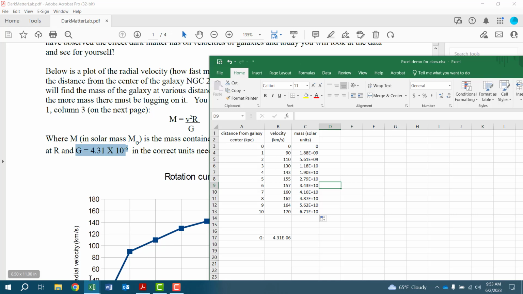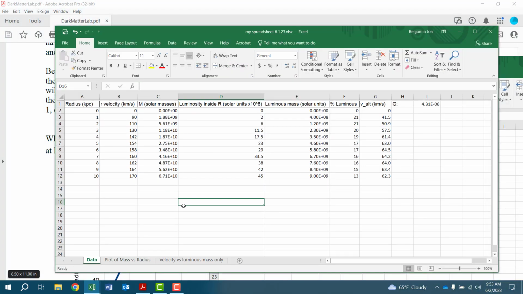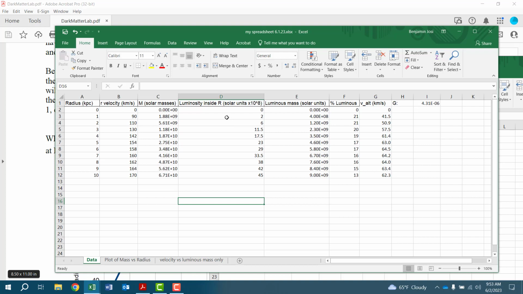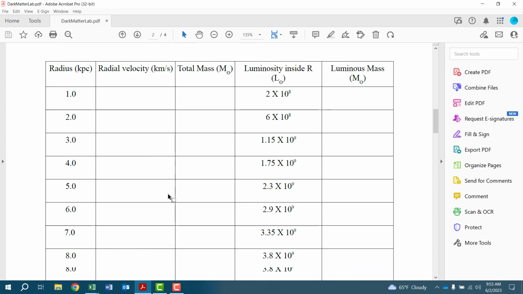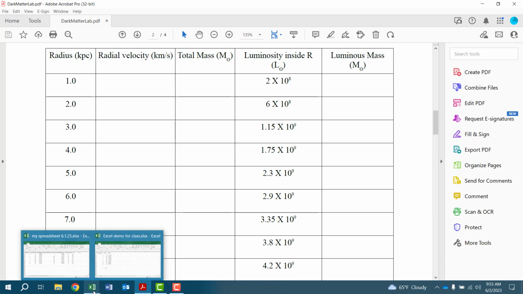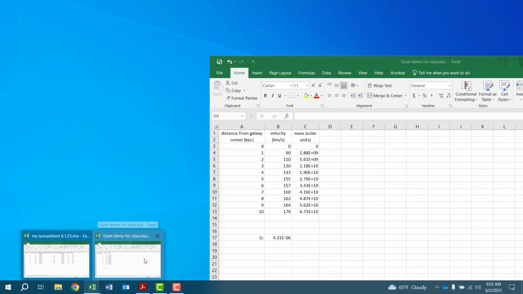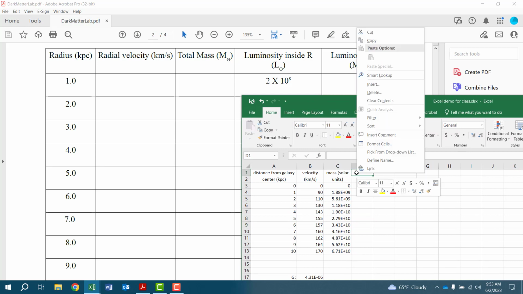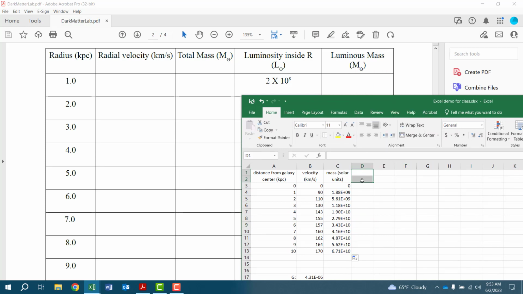What's next? I'm going to go back to the one that I already completed to jog my memory here. Luminosity inside R. Right, if you read the lab manual, it's also going to give you some additional data in this column here. I need to get this data into my spreadsheet, and to do that I first need a new column. So as before, let me grab these two cells, merge them, center vertically, wrap text, and then I can type luminosity inside R, and I'll put that in solar units.